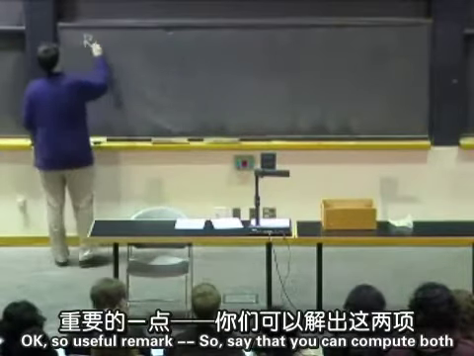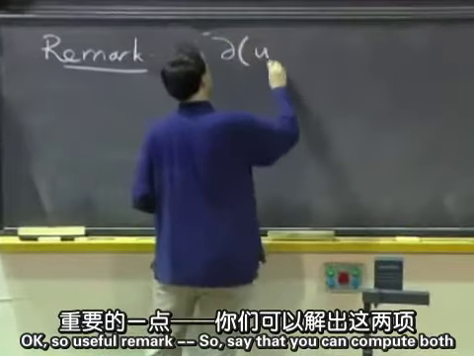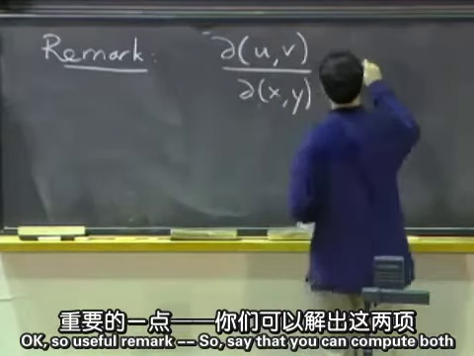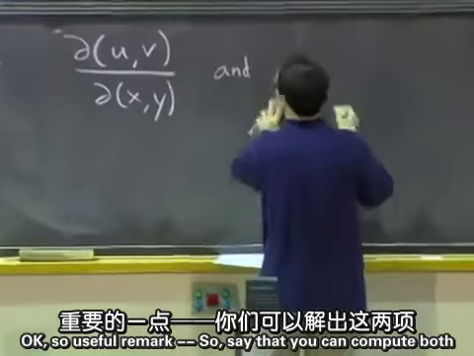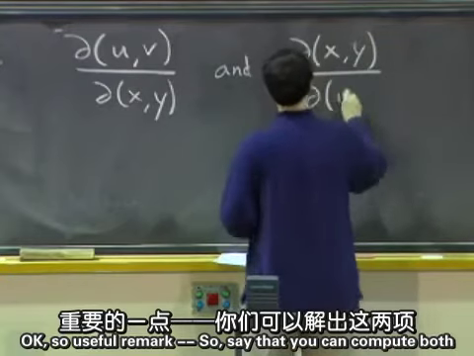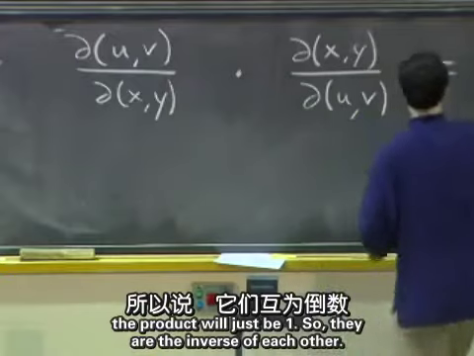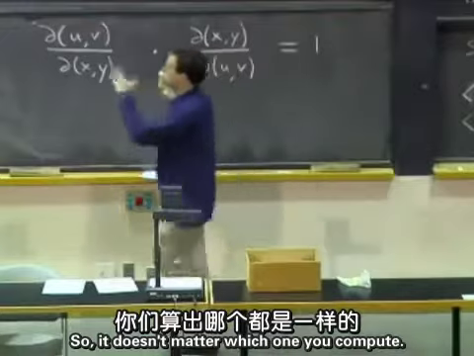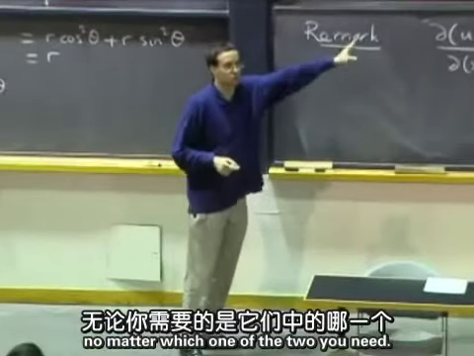Okay, so useful remark. Say that you can compute both of these guys. Well, then actually their product will just be 1. So they're the inverse of each other. So it doesn't matter which one you compute. You can compute whichever one is the easiest to compute, no matter which one of the two you need.